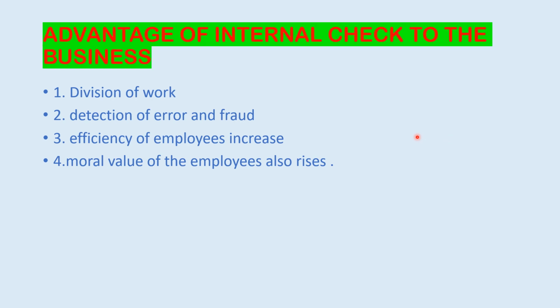Now we'll talk about advantages. We have already discussed some, but the first one is division of work. With internal check, your work gets divided into various hands, which is a very big advantage to your organization. Internal check also gives you early detection of errors and fraud, and they get corrected immediately. The efficiency of the employee will increase because he knows he will be checked and will do his work very promptly. Moral value of the employees also rises because when you know you will not commit a mistake, you will be true and honest, and your moral value and confidence level will also increase.